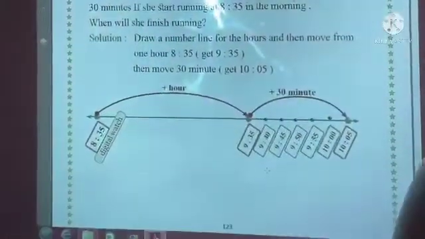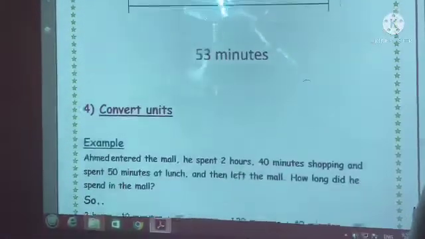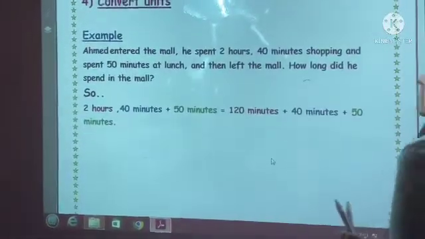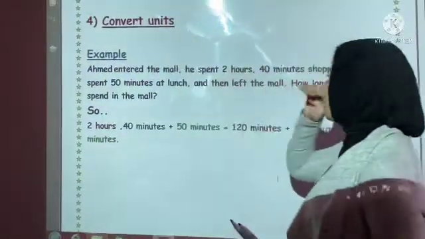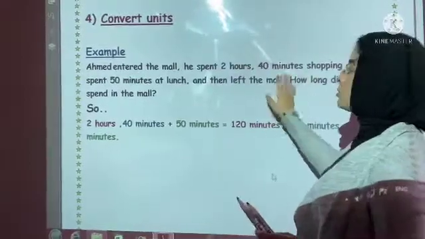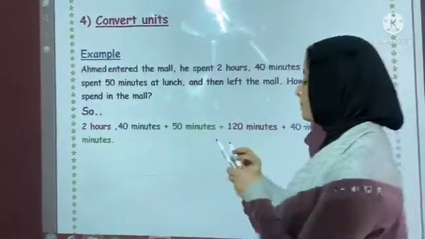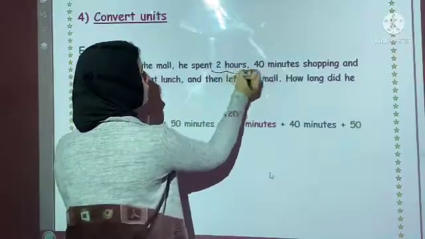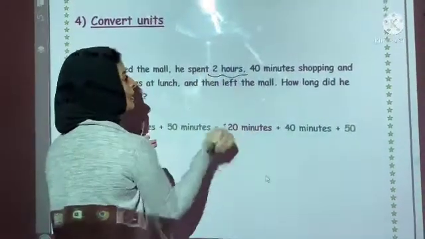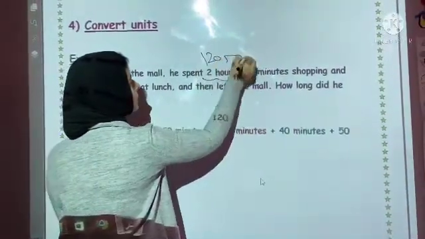And the last one will be convert units. Convert units means I'm gonna convert hours to minutes. So 1 hour equals 60 minutes. So here I have 2 hours. That means you have 2 times 60. That means you have 120 minutes.